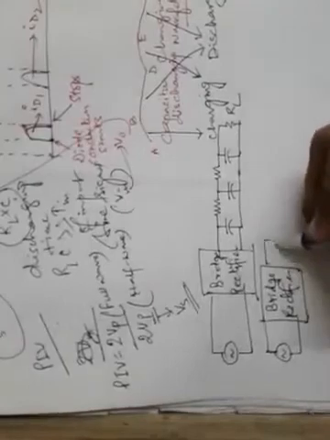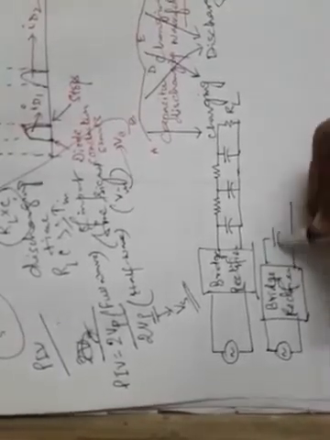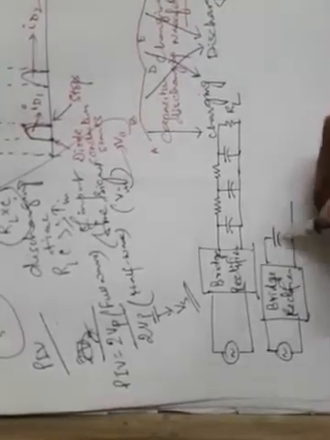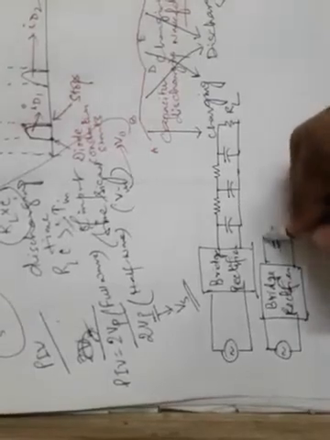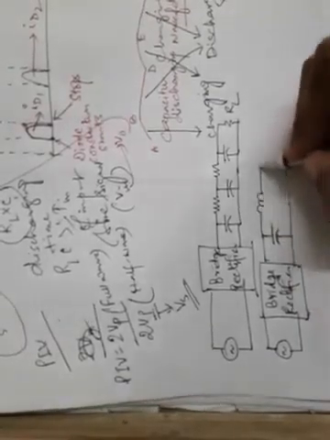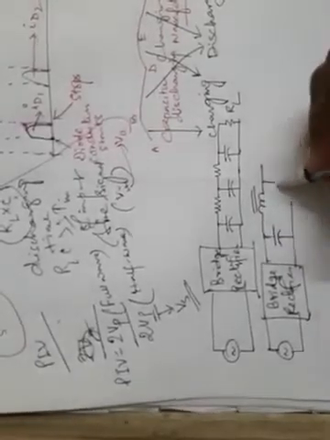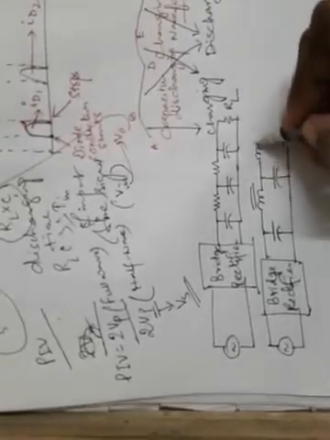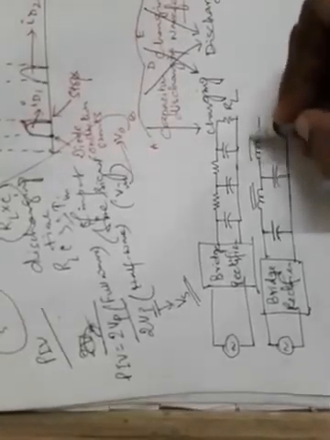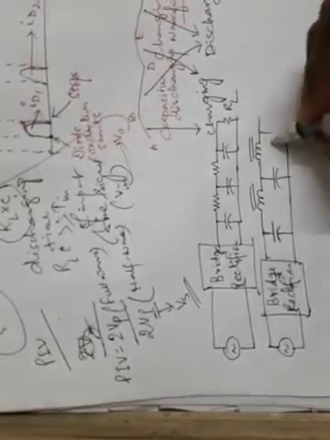a bridge rectifier. First a capacitor in shunt, then an inductor in series, once again a capacitor in shunt, then an inductor in series, then a capacitor in shunt, and finally the load resistance.